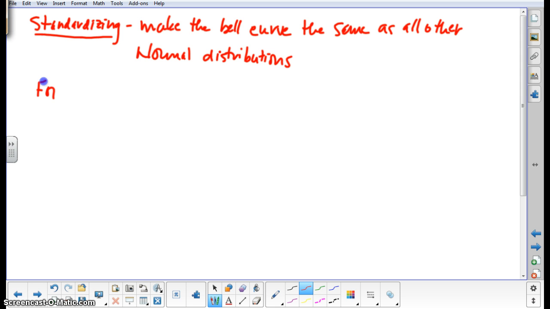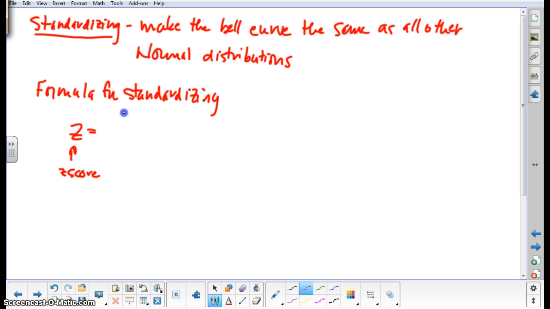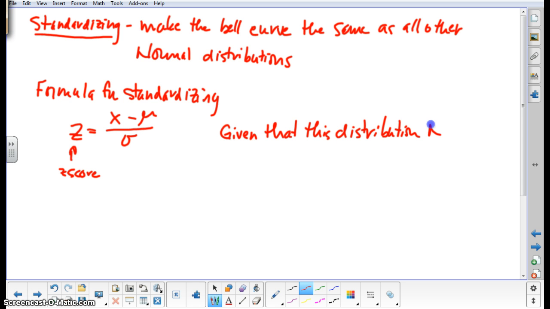Okay, the formula for standardizing is Z, which is the z-score, is equal to x minus the mean, which in this case is going to be mu because we're referring to a population, divided by sigma. And that's given that this distribution is a normal distribution with a mean of mu and a standard deviation of sigma. And x is one of the data points.